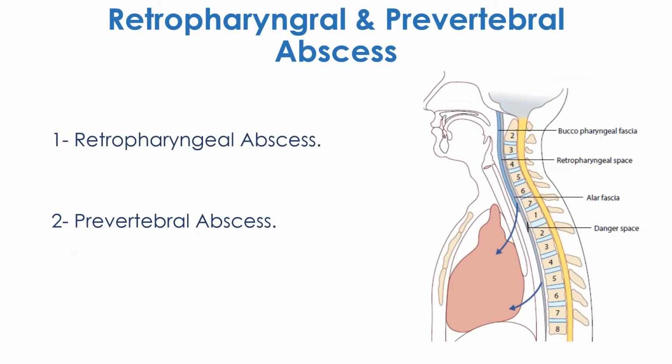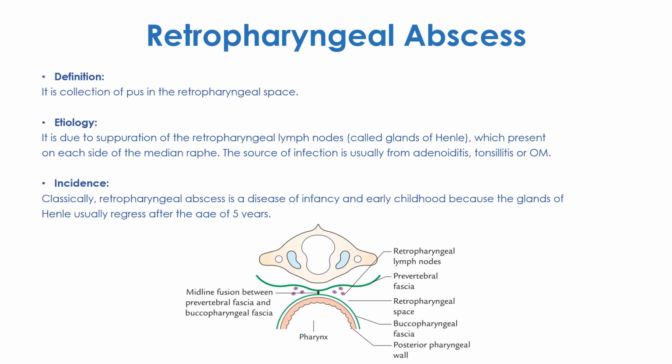Retropharyngeal and prevertebral abscess. So retropharyngeal is the one which is extending from the skull base down to the root of the neck, and the prevertebral abscess extending from the skull base down to the diaphragm level. So retropharyngeal abscess is a collection of pus in the retropharyngeal space. It normally happens due to suppuration and infection of the retropharyngeal lymph nodes, which are also called glands of Henle, which are present on each side of the medial raphe. Source of infection is usually from adenoiditis, tonsillitis, or otitis media.